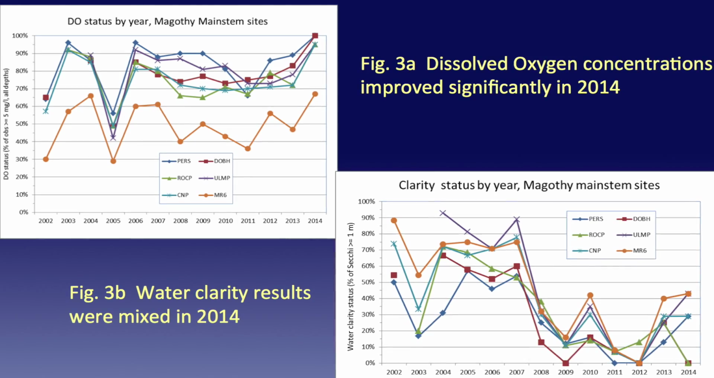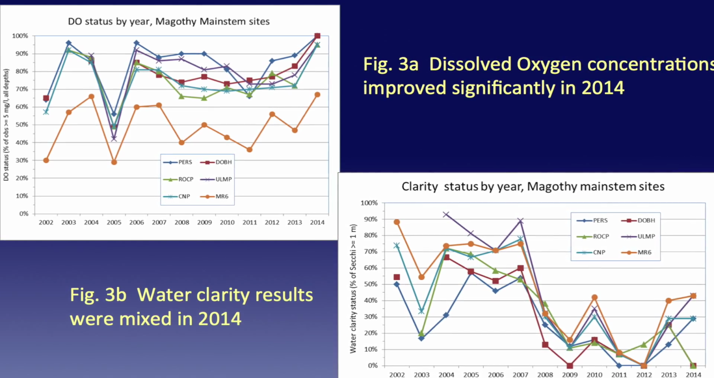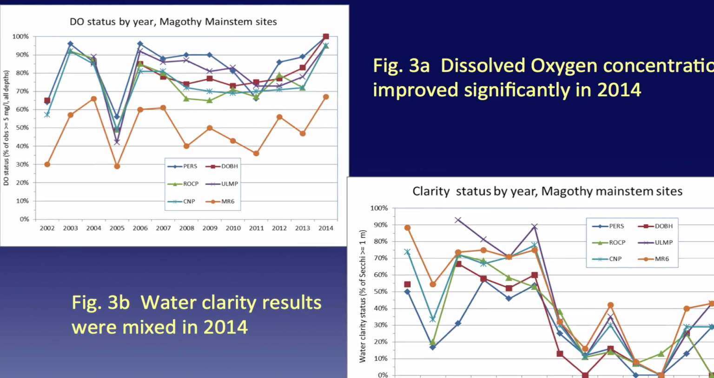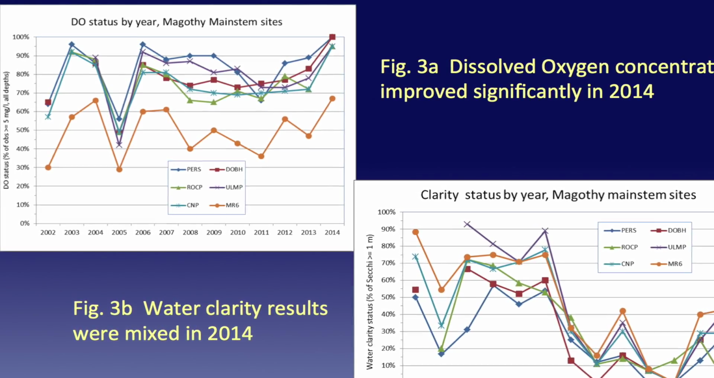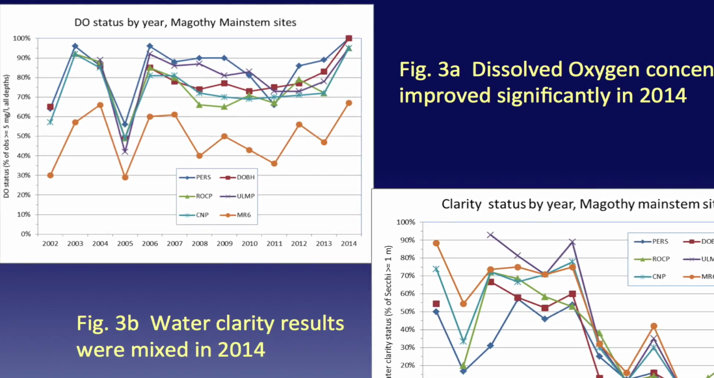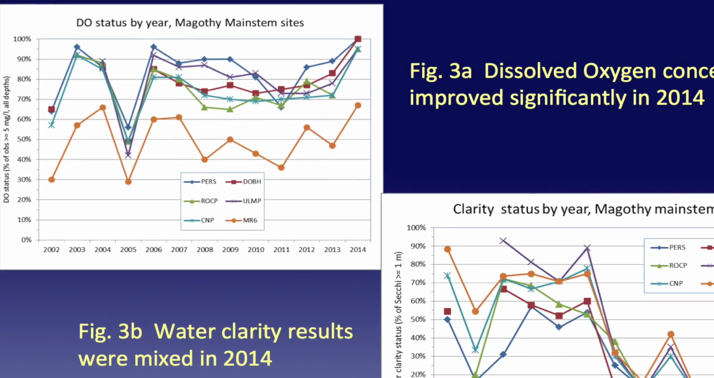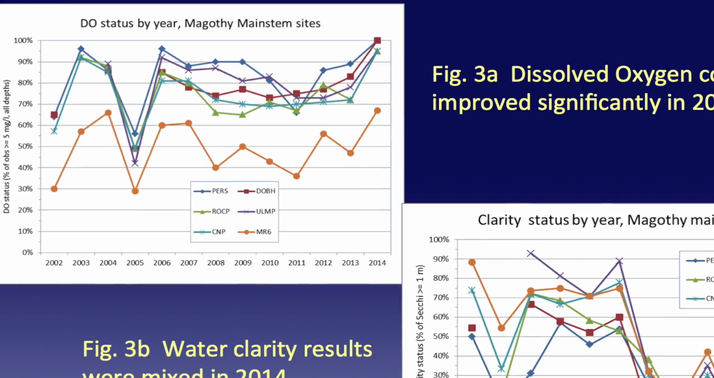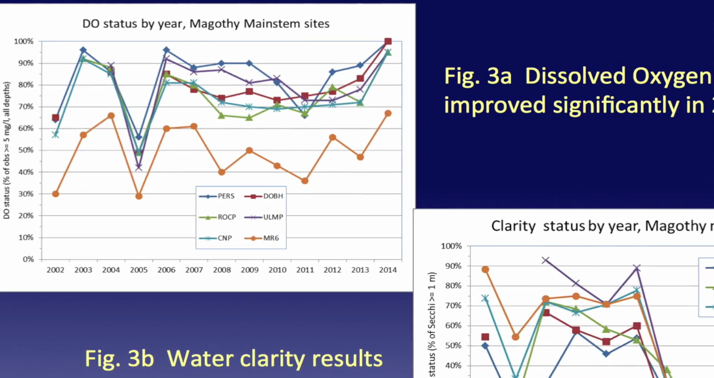So just to show you the long-term trends that we have for the main stem site. So these are the ones out in the open water, for our dissolved oxygen going back to 2002. We've been monitoring these sites all the time. And again, you can see this is dissolved oxygen and from 2014, significantly increased. This is a statistically significant increase in DO for between 13 and 14.